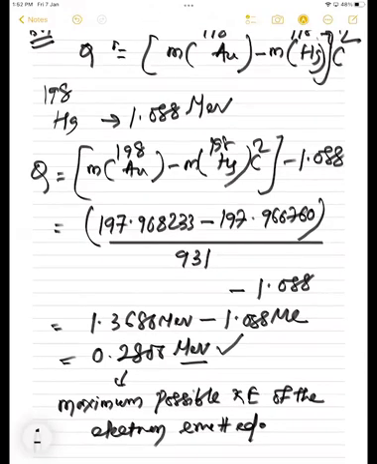Just keep in mind these things. Next class we'll see about beta plus decay, and also electron capture.